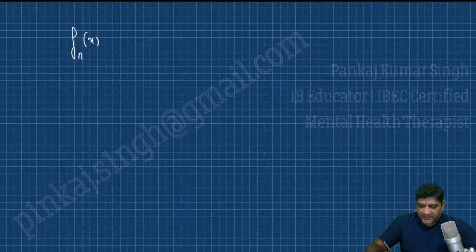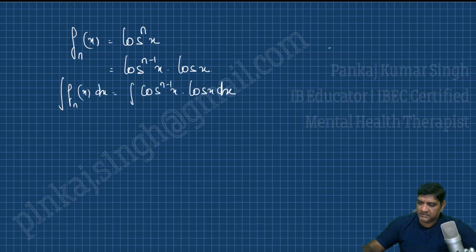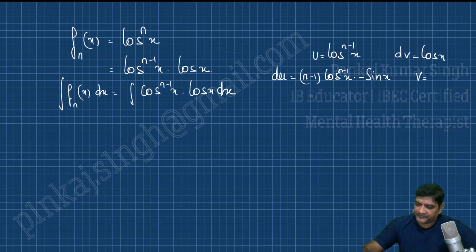What I have is f of x equal to cos to the power of nx. Of course, I can write this as cos to the power of n minus 1x into cos x. Here I'm going to consider u as equal to cos to the power of n minus 1x and dv as equal to cos x. The differentiation of u, which is du, is n minus 1 multiplied with cos to the power of n minus 2x into, applying the chain rule over here, the differentiation of cos x, which is minus sin x.